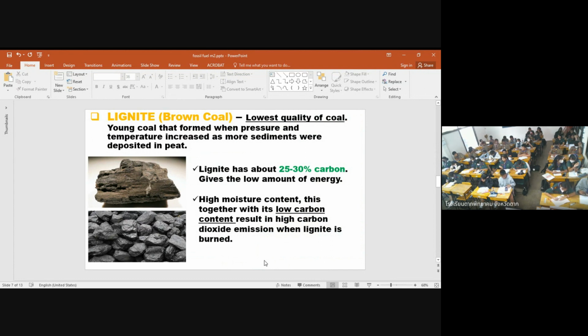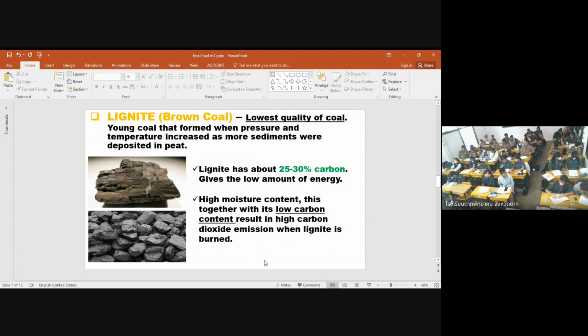From lignite, how many percent of carbon do we have? We have 25 to 30% of carbon. So it gives us a low amount of energy, and it also has a high moisture content. This together with its low carbon content results in a high carbon dioxide emission.